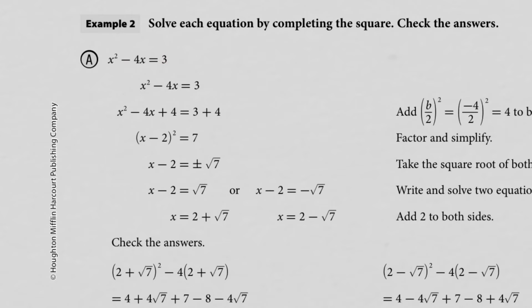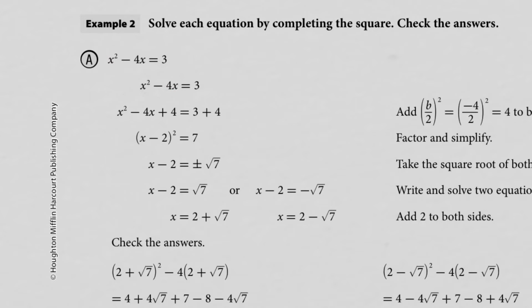First of all, your expression must be in this form. Okay, it must be in the form x squared minus bx equals a certain number. Okay, so on the other side you have all the constants. Then you find b, which in this case is -4.